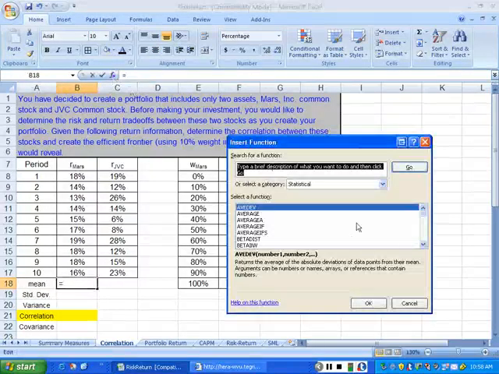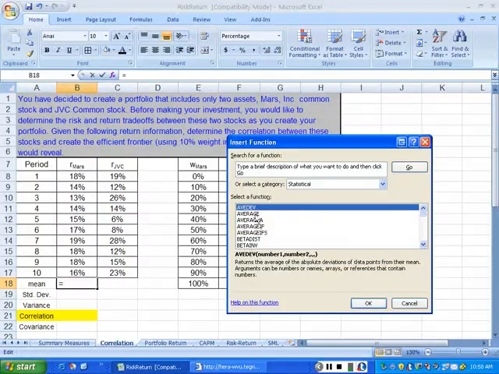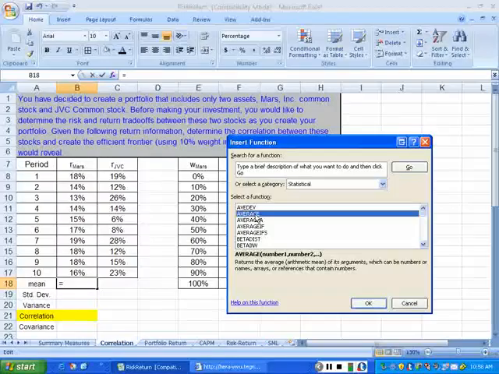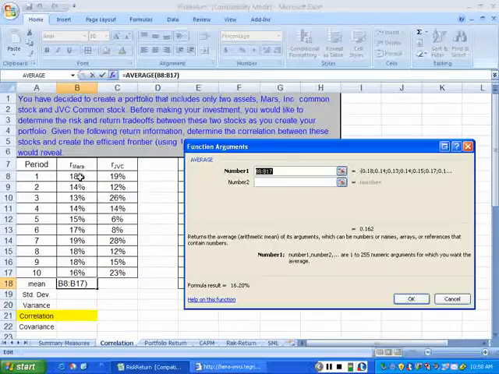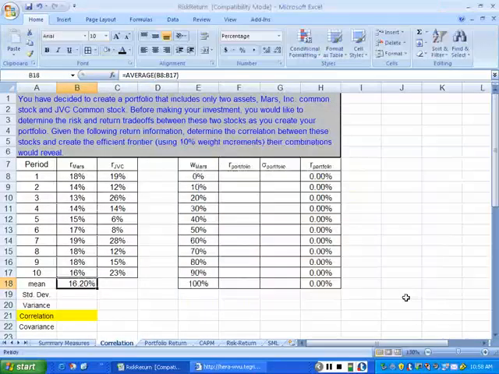We're going to go to the function wizard, and under the statistical functions, we're looking for the function that tells us about the mean, and that function is called average. It's providing the arithmetic mean. We'll tell that OK, and we want to highlight the data for Mars in terms of its rates of return. These are in cells B8 through B17, and you can see it's going to give us a return of 16.2%.